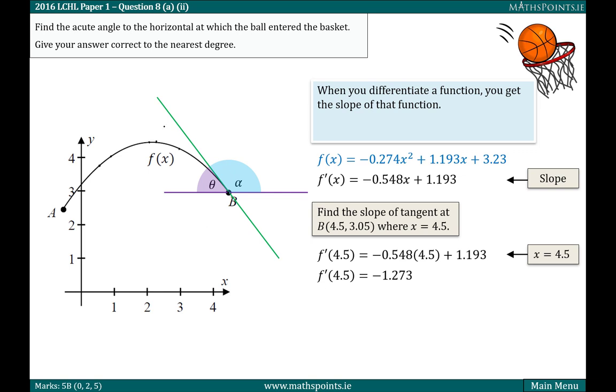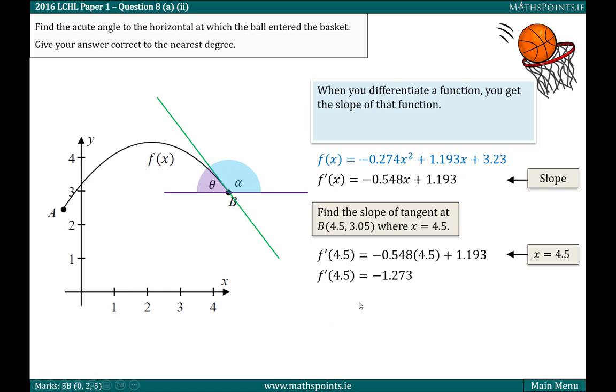Now, when you're given the slope of a line to the horizontal, we can turn that slope into an angle by using the tan function. So the tan of the angle is equal to minus 1.273. Now, when we use a line, and we say the tan of an angle is equal to a slope, it's the angle it makes with the horizontal, so the positive sense of the x-axis. So we want to find that alpha. We will then take it away from 180 degrees, and we'll get what theta is, the acute angle that's made with the tangent where the ball goes into the basket.